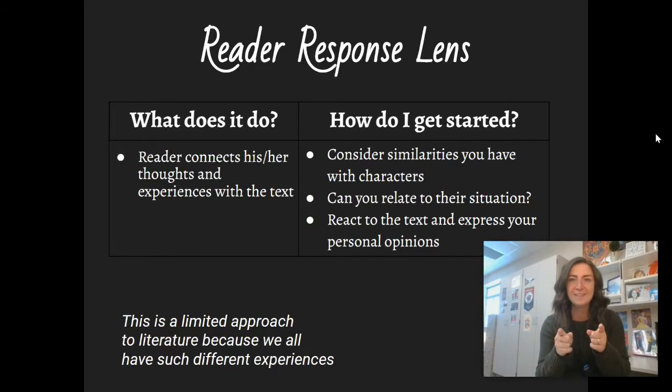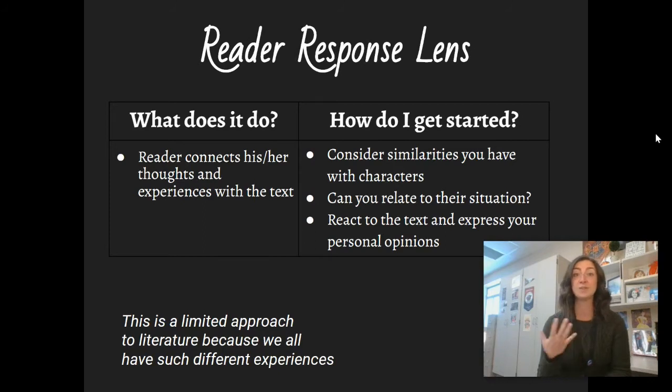You are the reader. You read a text, you read a poem or a story or a play or a book, and then you respond. You just give your reaction. That's all the reader response lens is. We think about what we think of the text. Did we like it? Could we relate to it in any way? Does it make sense to us? This is the reader response lens.